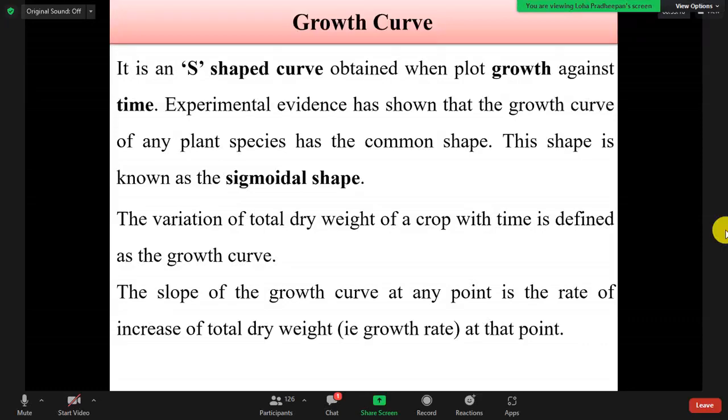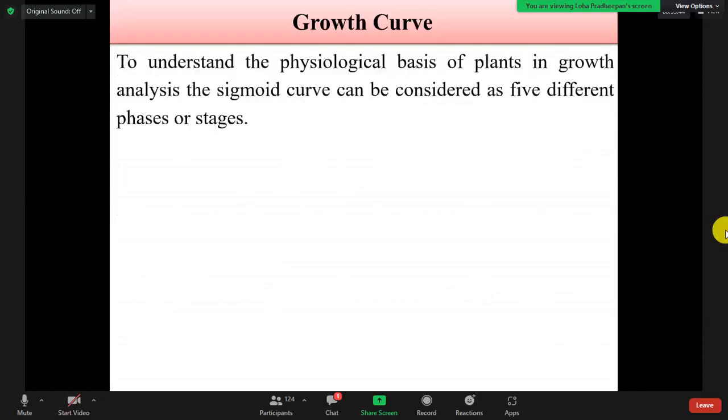So in a plant that is showing the geometric growth, the S-shape growth can be called a sigmoidal shape. If we take the slope of the plant growth curve, that will give the growth rate of the plant. So that is giving the crop growth rate. That is the thing we will get from the growth curve.